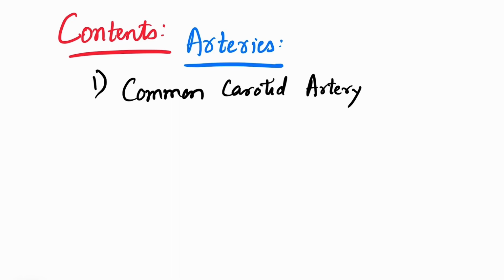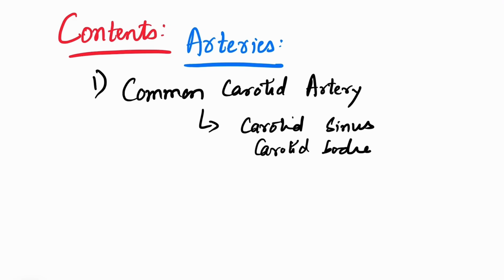So this common carotid artery also has the carotid sinus, which has a clinical importance because this carotid sinus has baroreceptors which will control the blood pressure. Okay, so carotid sinus and even the carotid bodies at its termination, then it will terminate into internal and external carotid artery.